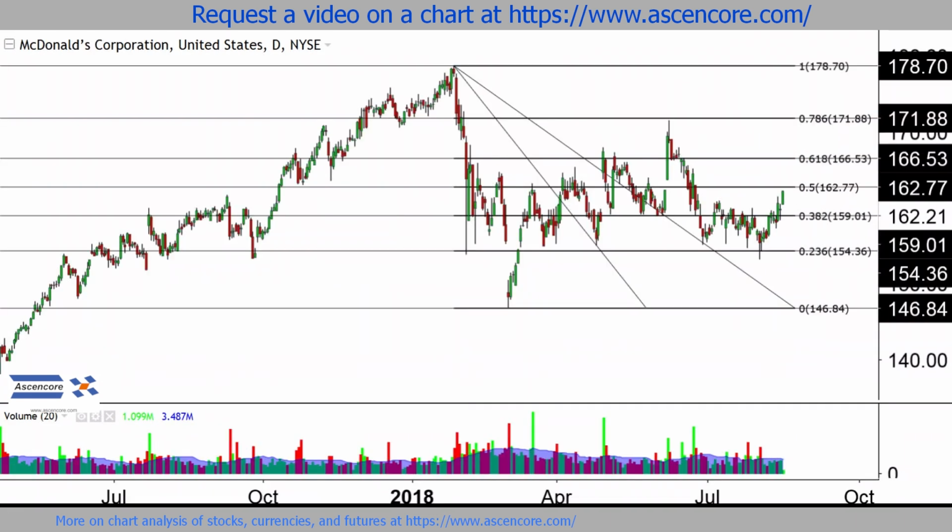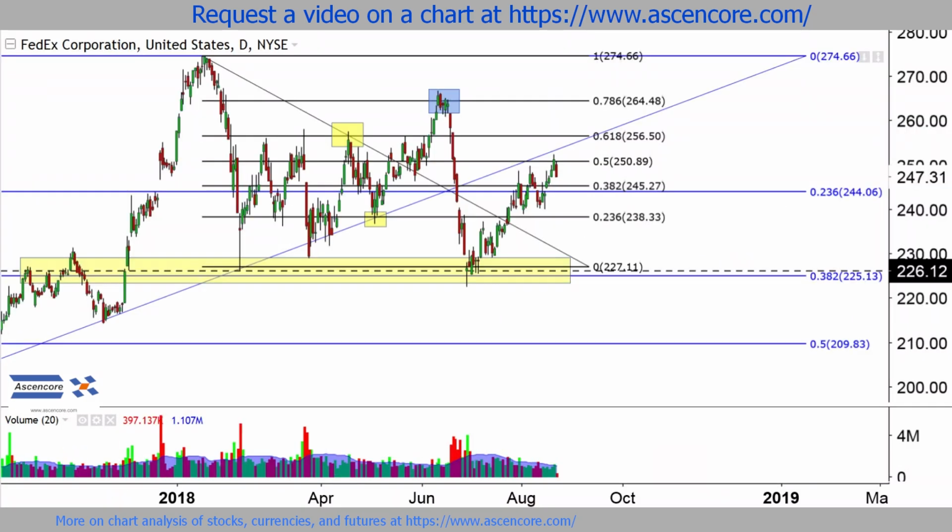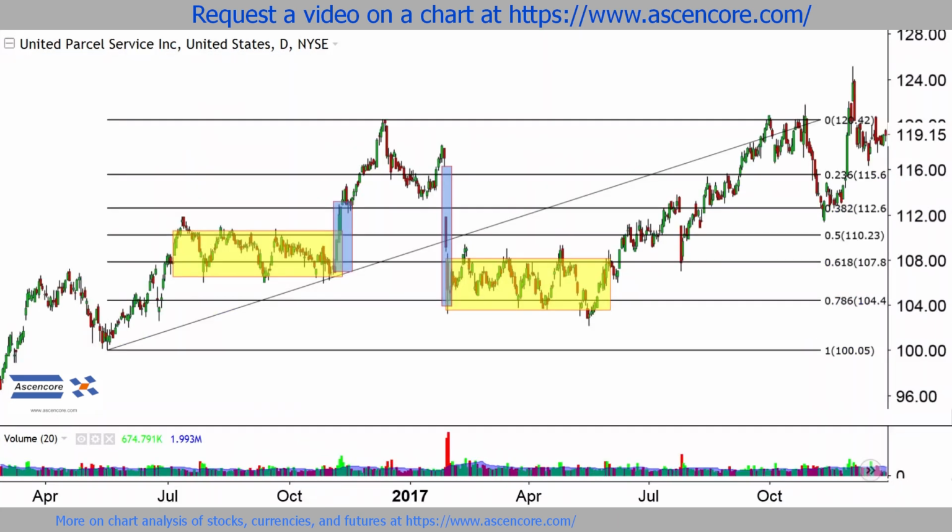In this example, there was a similar scenario where the 0.382 fib level at 159.01 switched between resistance and support several times. The same can also be seen in the FedEx example in figure 2.1, around the 227 price range. These next few charts will present examples of fibs combined with technical analysis based on charting patterns.